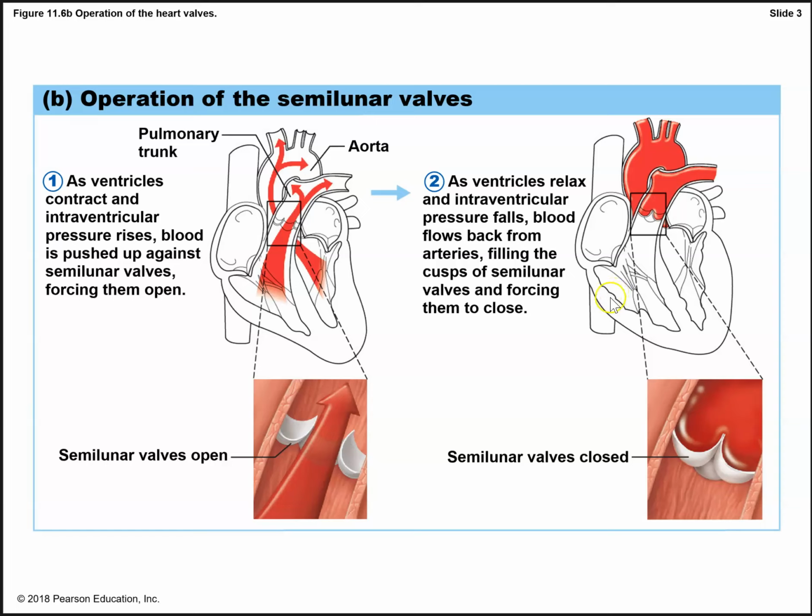Now, the most common valvular defect is the defect of the mitral valve on the left, which is also known as the bicuspid valve. So when the bicuspid valve does not close properly, it leads to a prolapse of the blood back from the ventricle into the left atrium. So this is called mitral valve prolapse.